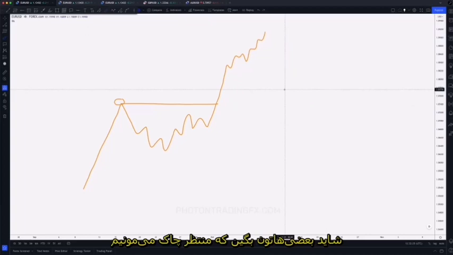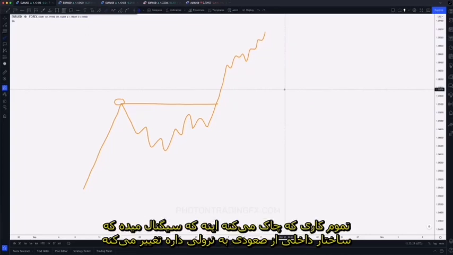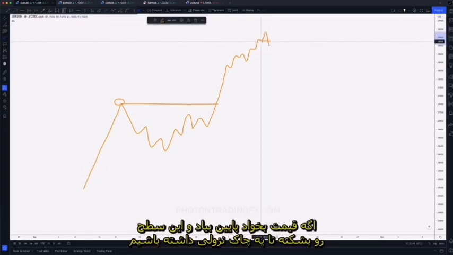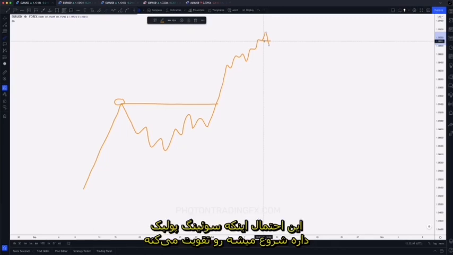Some of you may be saying, well, we wait for a change of character. Yes and no, that's not really correct. All a change of character does is signal that the internal structure is shifting from bullish to bearish or bearish to bullish. So let's say this is our most recent internal low, that tiny little pullback there. If price was to come down here now and break that, so we get a bearish internal structure change, that would signify that potentially a swing pullback is starting.